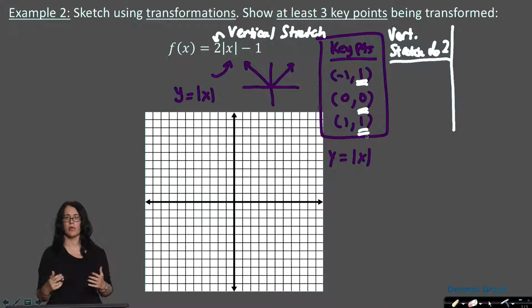A lot of students at this point ask me, Professor, how do I know if it's x or y? Well, ask yourself what it's doing, right? It's multiplying the outputs, which means it's multiplying the y values. Okay, so let's take a look at what our new points would look like.